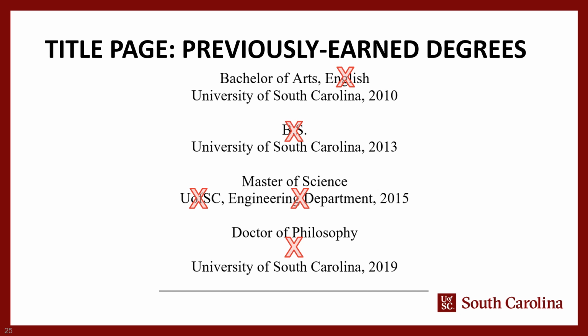Single space within the previously earned degree, but double space between them if you have more than one. This space on the title page is only for previously earned degrees, so don't include the degree you are currently earning. We'll get to that in a moment. After your last previously earned degree, you should insert a solid black line on the page. This line should be centered.